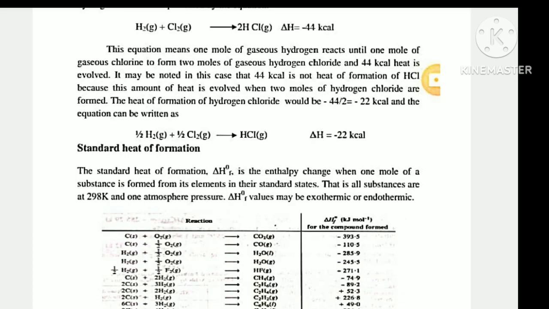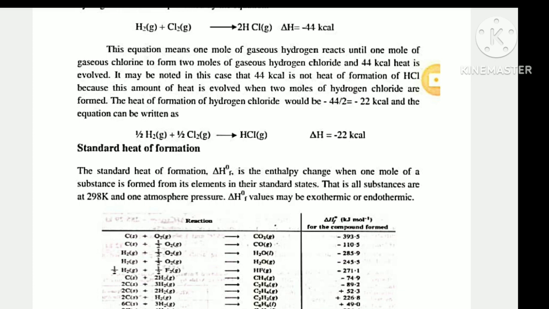It may be noted in this case that 44 kilocalorie is not the heat of formation of HCl, because this amount of heat is evolved when 2 moles of hydrogen chloride are formed. The heat of formation of hydrogen chloride would be −44/2 = −22 kilocalorie, and the equation can be written as ½H2 + ½Cl2 = HCl, ΔH = −22 kilocalorie.